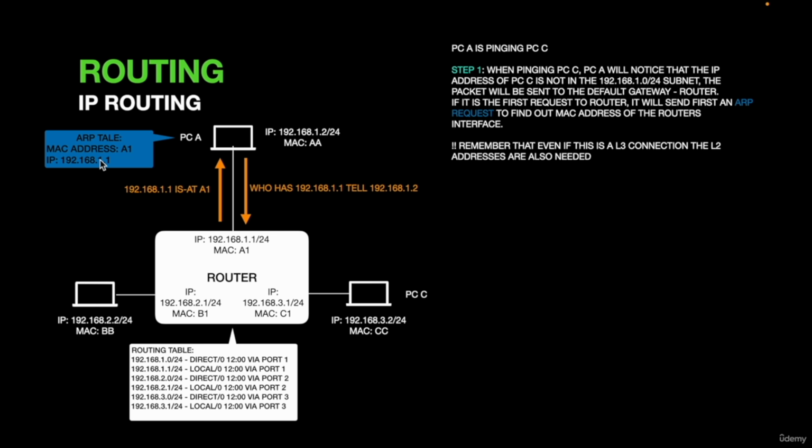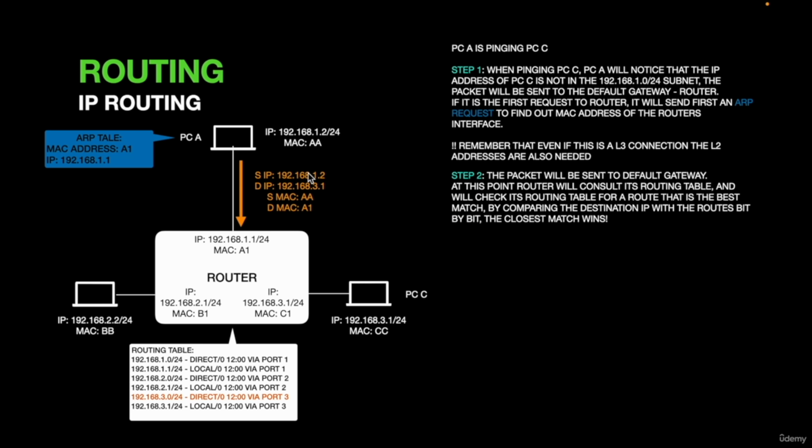It will populate its ARP table, but it will not send the ARP request to this host. It will send an ARP request to the default gateway. So the router will respond to the ARP request. Now PCA knows that in order to reach the default gateway, it should use the MAC address of A1, which is the router's MAC address from the interface where it is connected. PCA will generate a packet which will be sent to the default gateway.